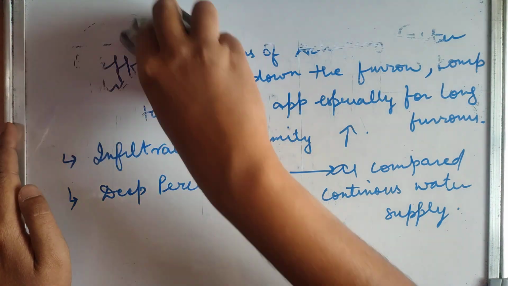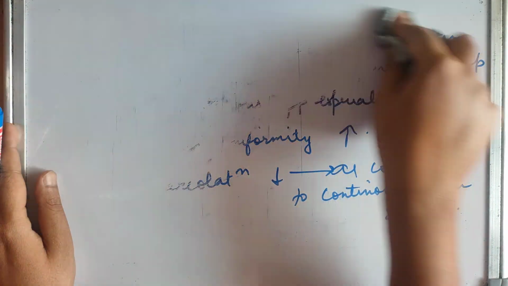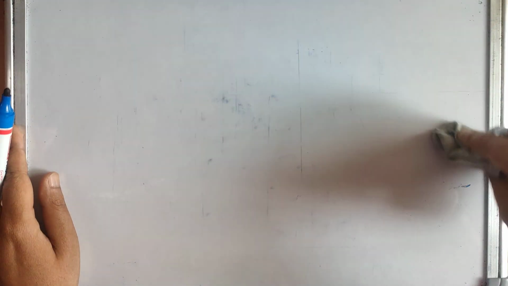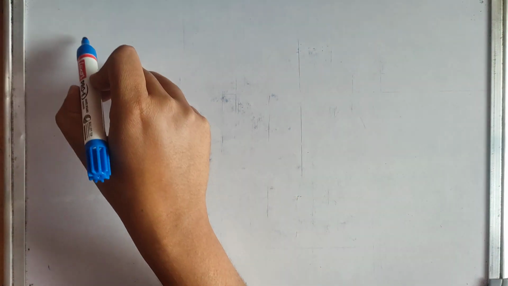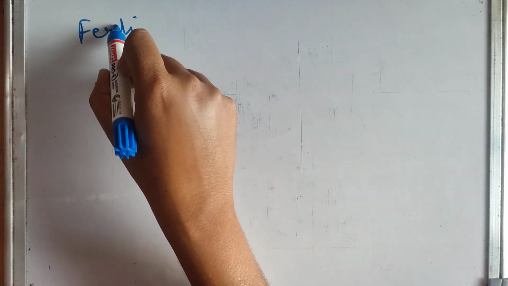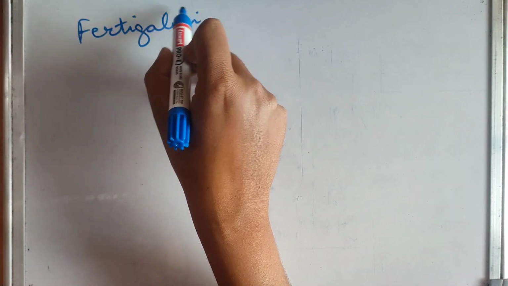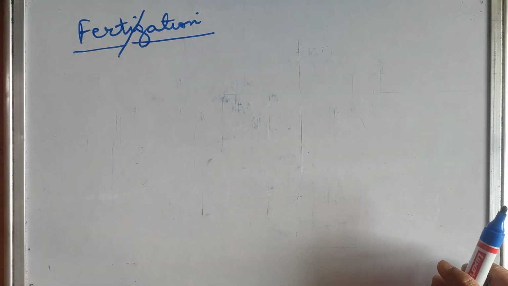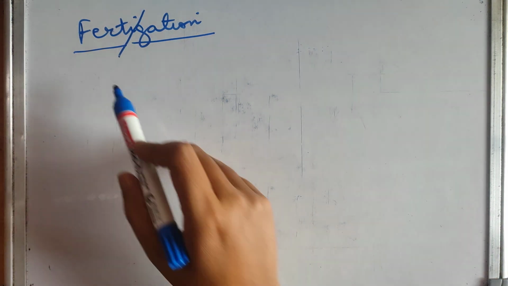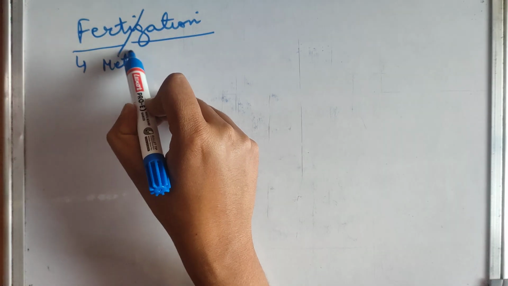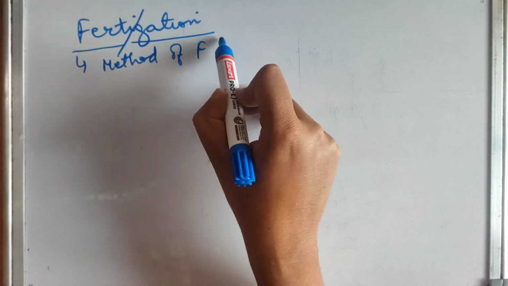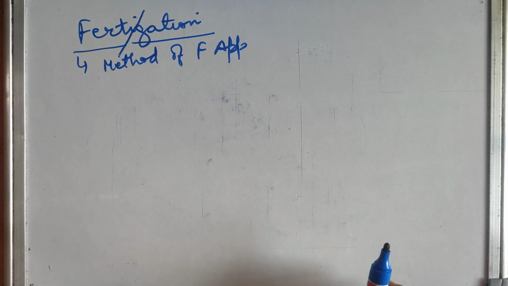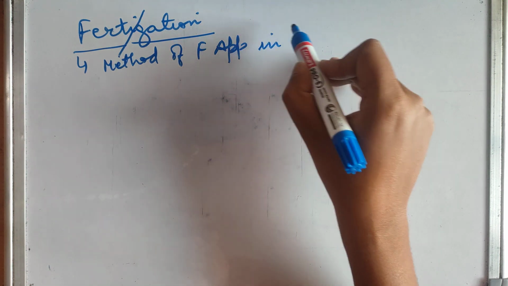Now moving on to the next topic of the section, that is fertigation, and it is a very important topic asked several times by the UPSC in previous years. Fertigation comes from two words, fertilizer plus irrigation. So it is a method of fertilizer application in which fertilizer is incorporated with the irrigation.